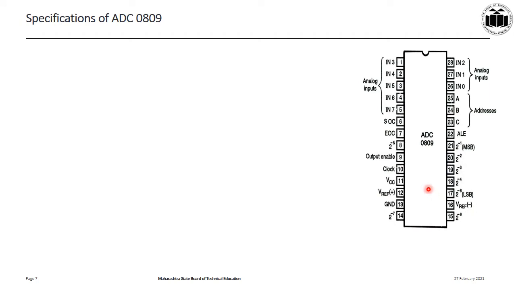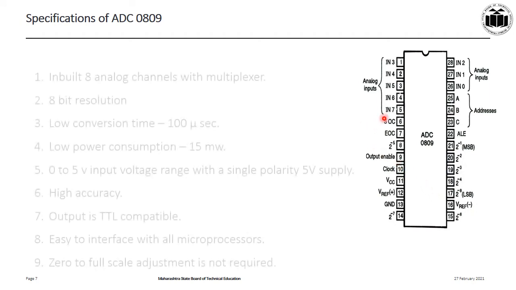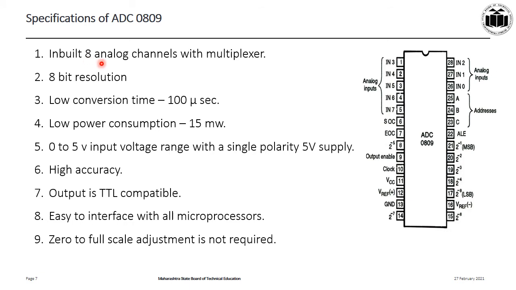Specification for ADC 0809. It is an 8 analog channel with multiplexers. So these are the 8 analog inputs. It has 8-bit resolution. It has low conversion time of 100 microseconds, low power consumption of 15 milliwatts, then 5 volt supply voltage, single polarity. It has high accuracy. Output is TTL compatible. Very easy to interface with microprocessor and controllers. Zero to full scale adjustment is not required.